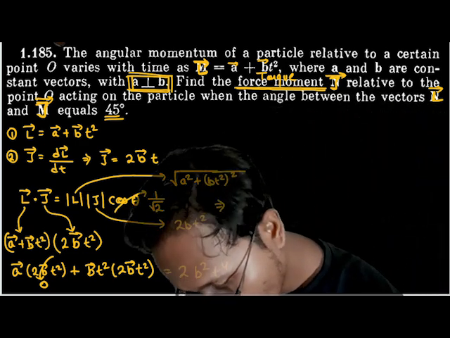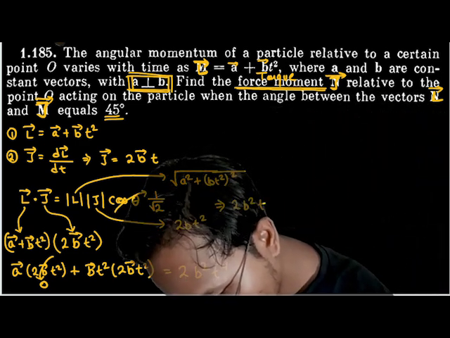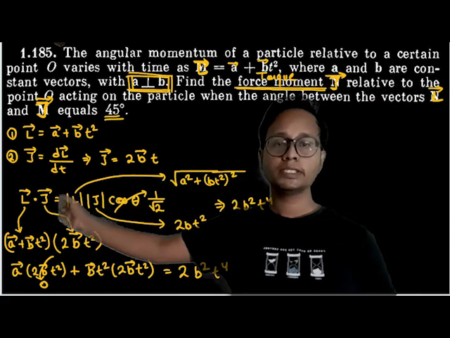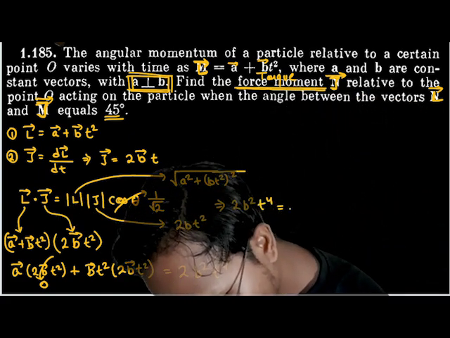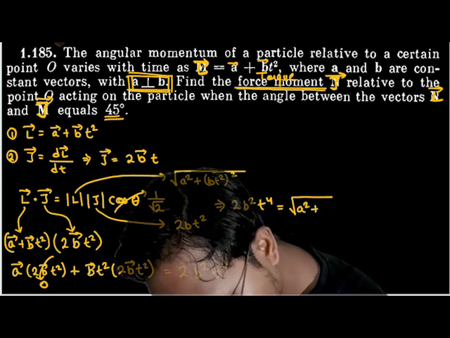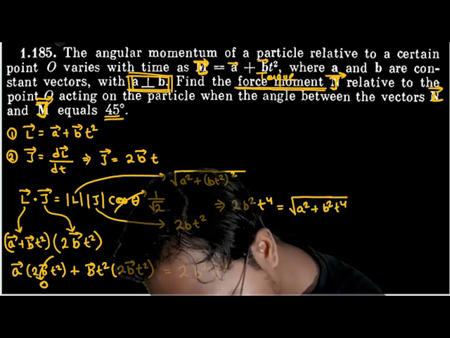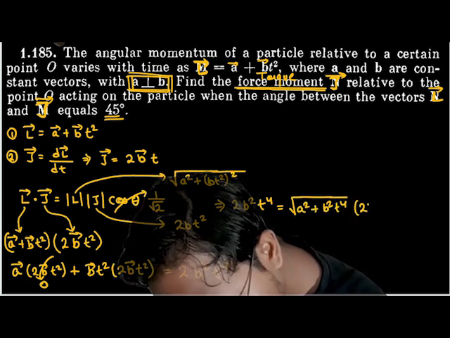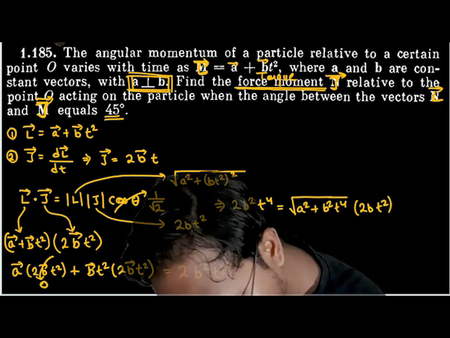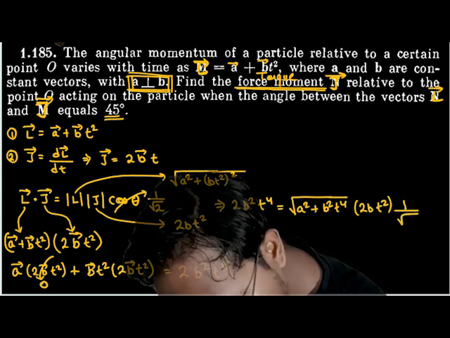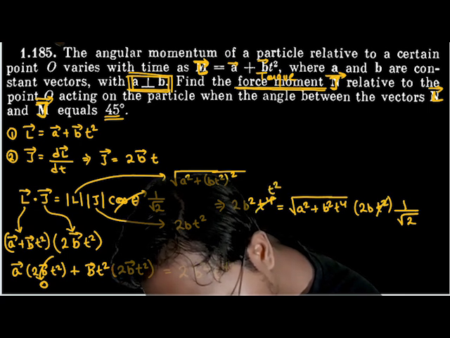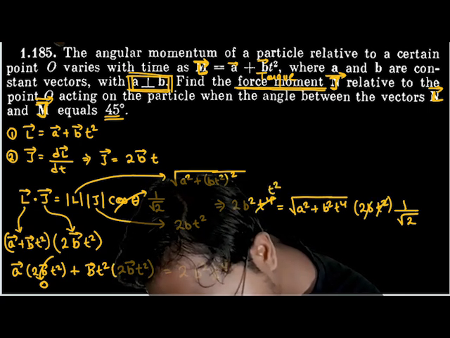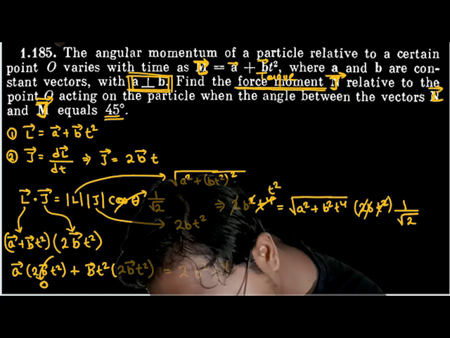L dot tau. L dot tau is nothing but 2 b square t to the power 4. L dot tau, which is 2 b square t to the power 4, is equal to the magnitude of L, the square root of a square plus b square t to the power 4, into the magnitude of tau, which is nothing but 2 b t square, into cos theta, or cos 45, or 1 by root 2. Now let's simplify the equation. t square becomes t square. b square gets cancelled, 2 and 2 get cancelled.